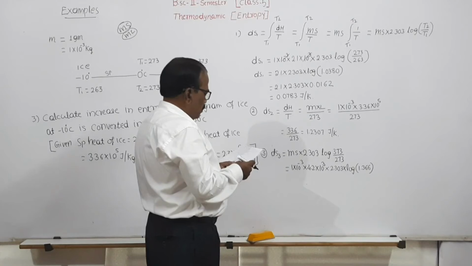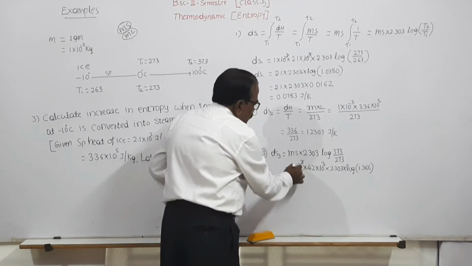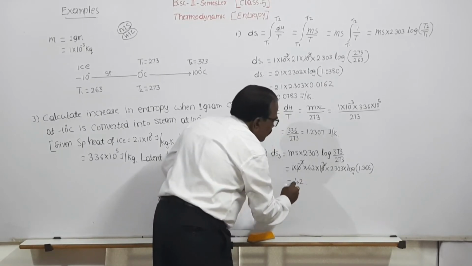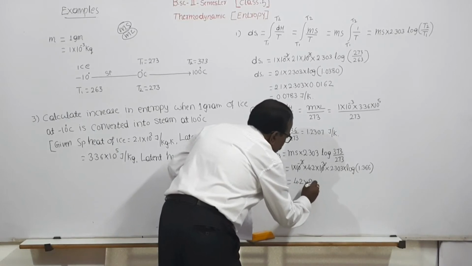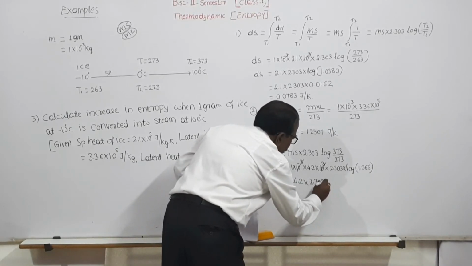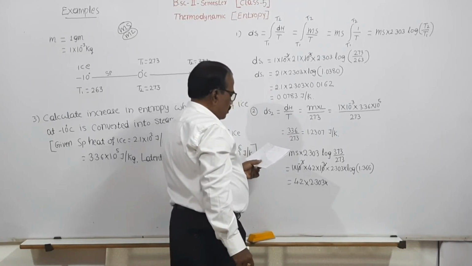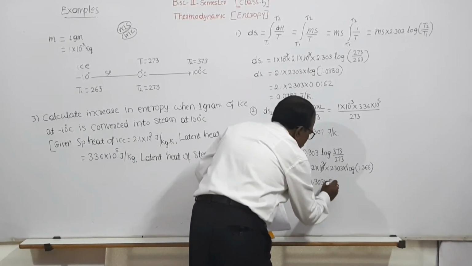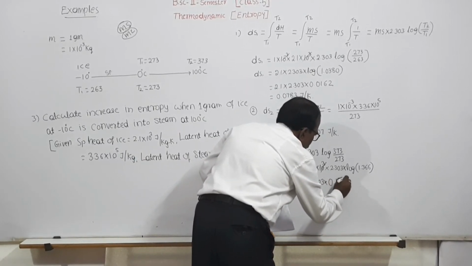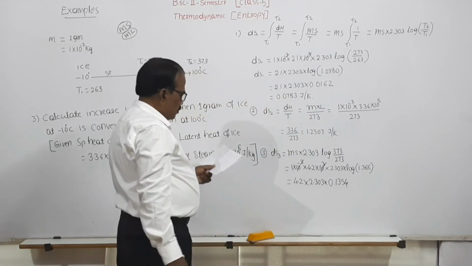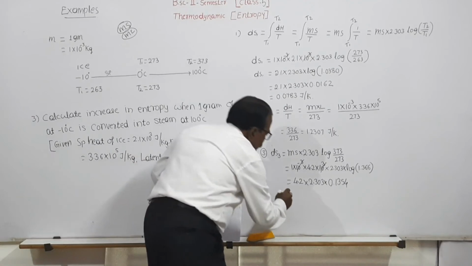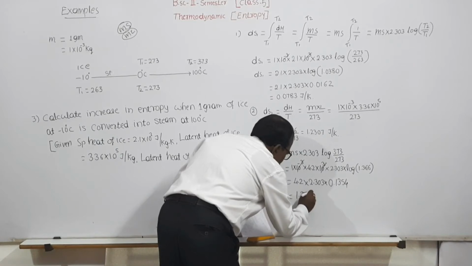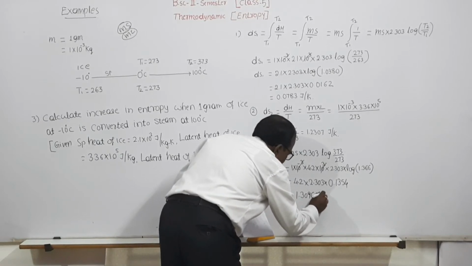Then this is 10 raised to minus 3 and this is plus 3. It is 4.2 into 2.303 into log of 1.366, which is 0.1354. Then this will be your dS3, 1.3096 joules per Kelvin.